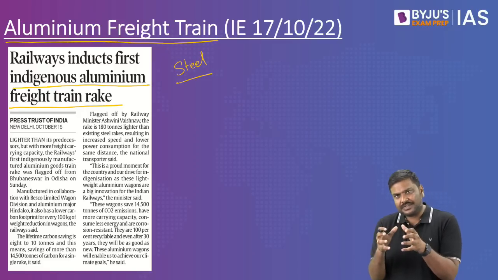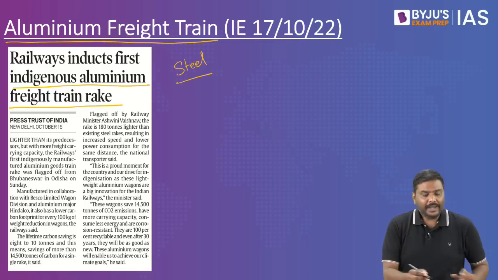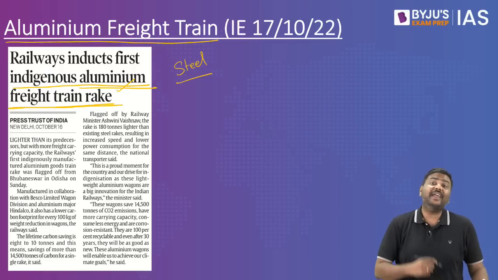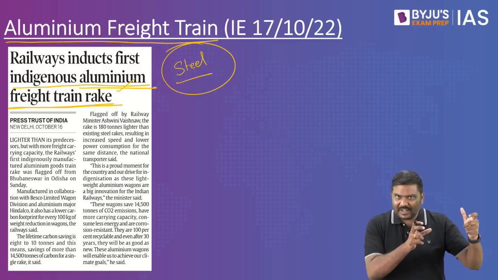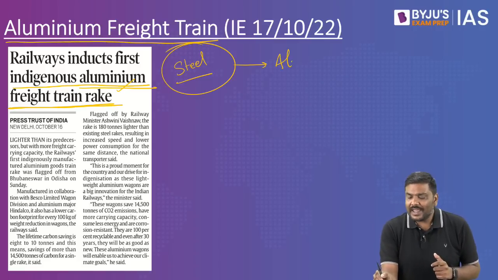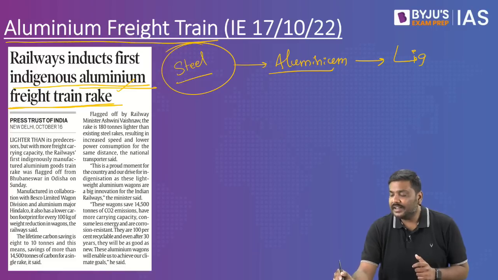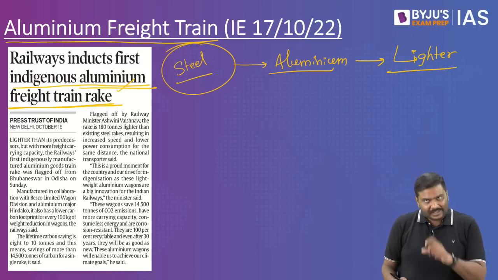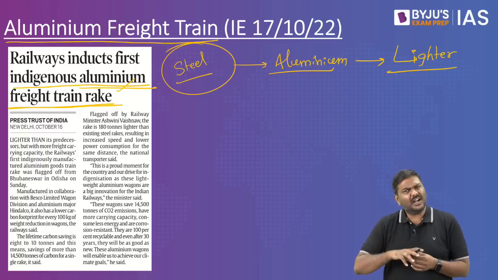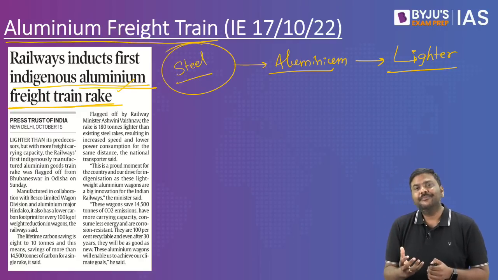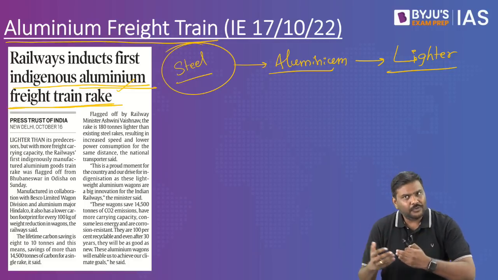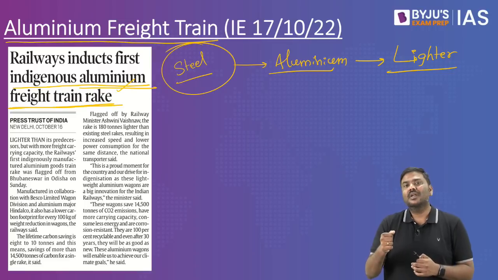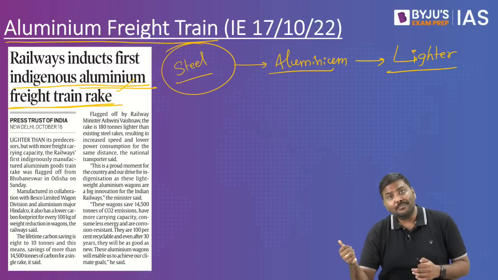Right now the rakes that are used are called LHB rakes. Compared to this, indigenously we have developed aluminium freight train rakes, which means compared to the trains that we are using today, these aluminium rakes will be, one, remember this, lighter in the sense of weight, right? These particular rakes will be lighter. And what is the advantage of this? If these are lighter, they will consume lesser fuels. You can transport more using the same amount of fuels. So efficiency will increase. The cost of consumption of fuel will come down.